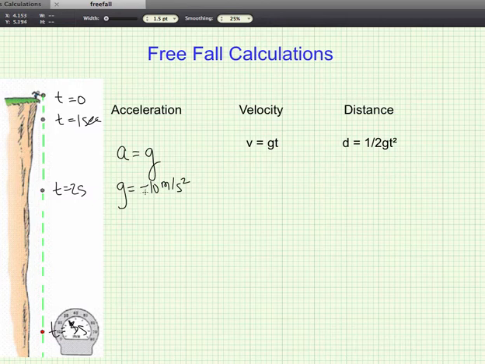It's negative because it goes down, it's directed down. The actual value is negative 9.8, but for our purposes, we're just going to round it right now to negative 10. Now, the thing that's interesting about this is the acceleration due to gravity is going to be negative 10, whether we're at 1 second, or 2 seconds, or 3 seconds, or 4 seconds. This is constant. Our acceleration is always going to be negative 10 meters per second squared.